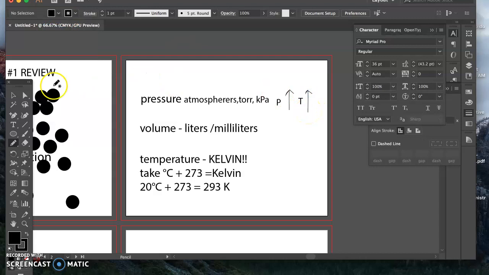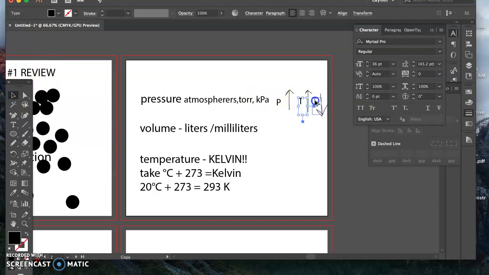Temperature goes up. And volume. And that should make sense. If you squeeze something, it gets smaller. Okay.